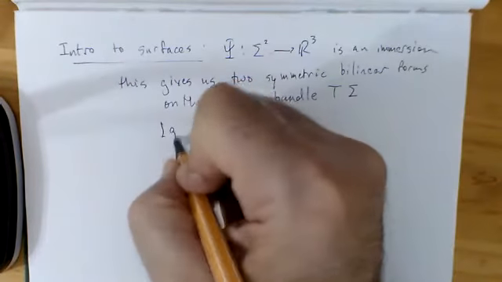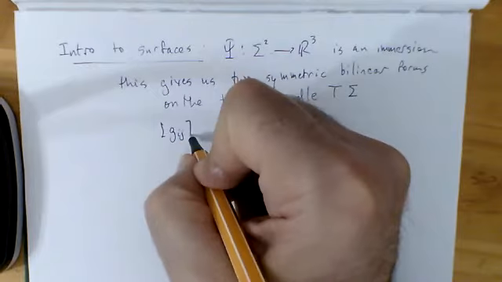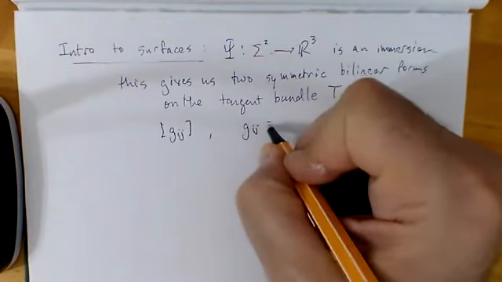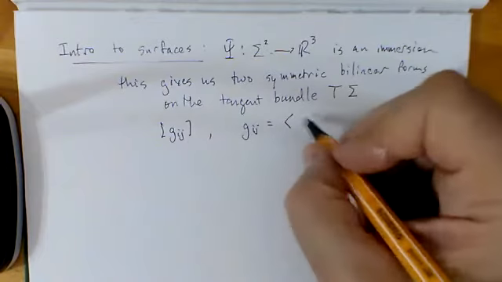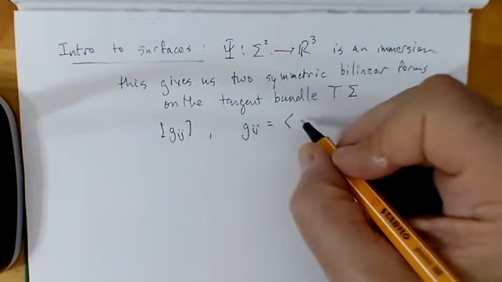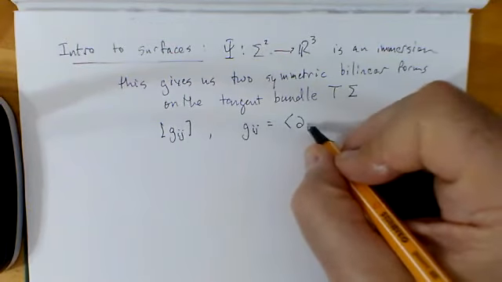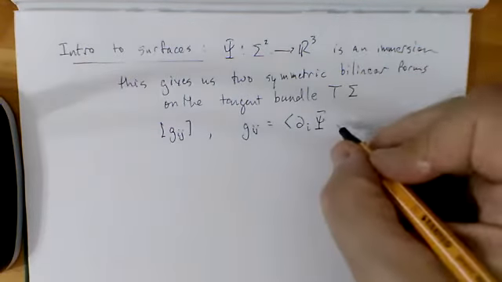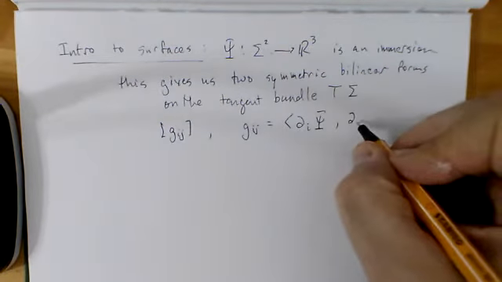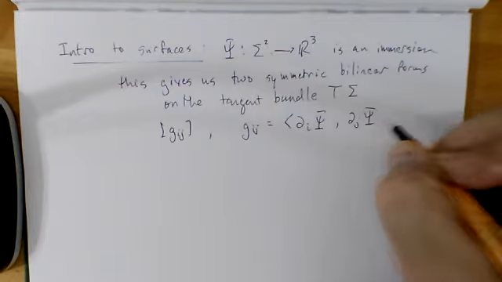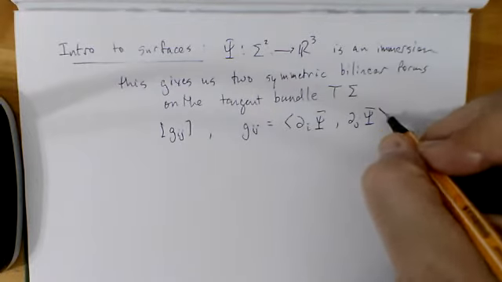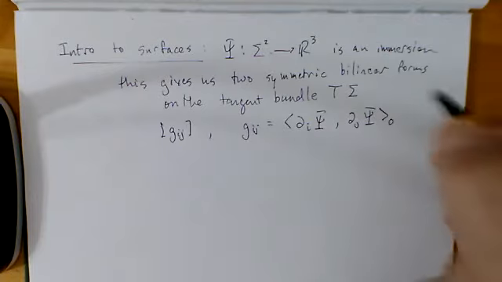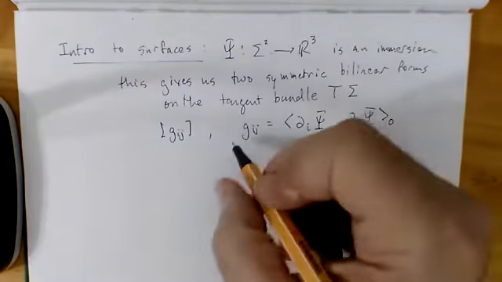So the first one is given by taking the inner product of derivatives of this immersion, and this inner product is with respect to the ambient Euclidean metric. So this is the ambient Euclidean inner product.